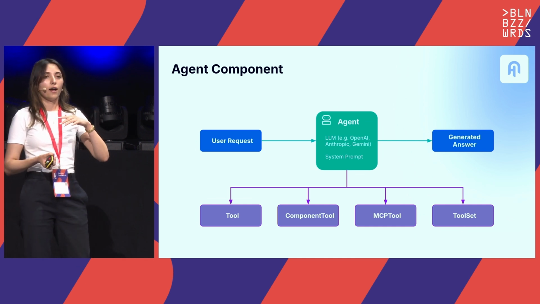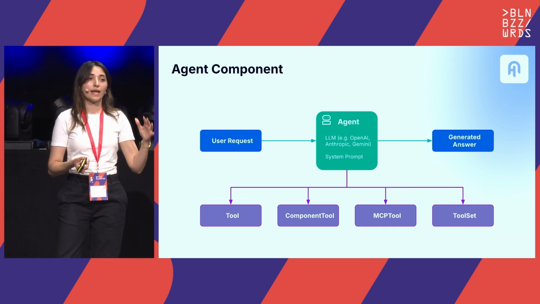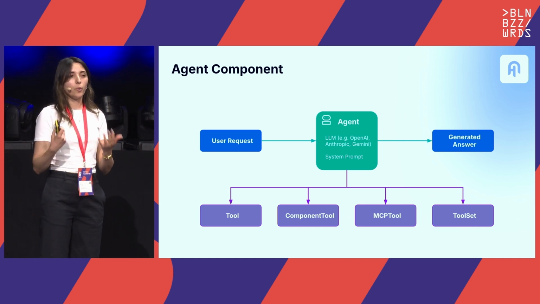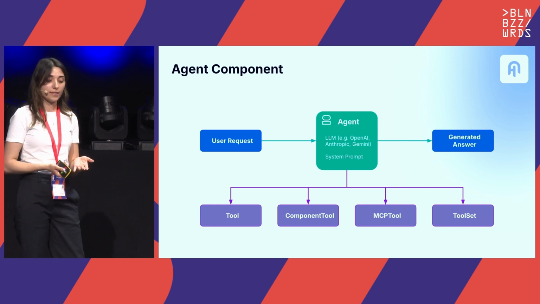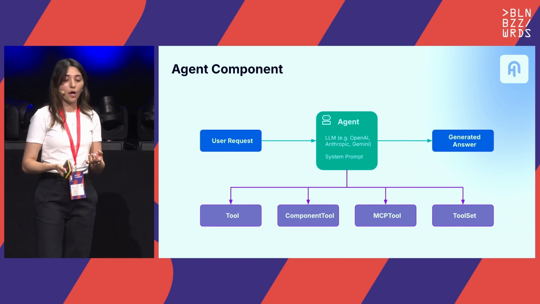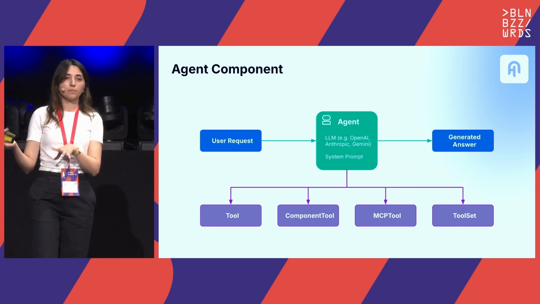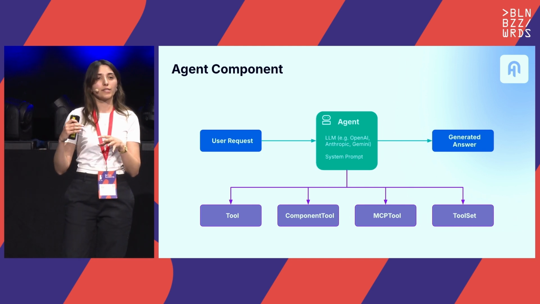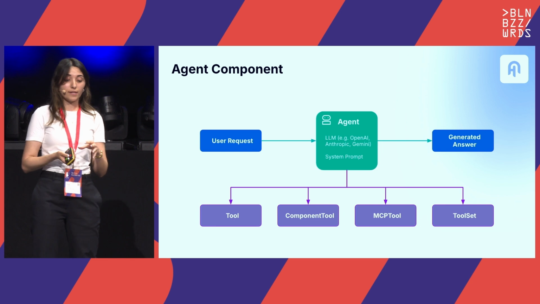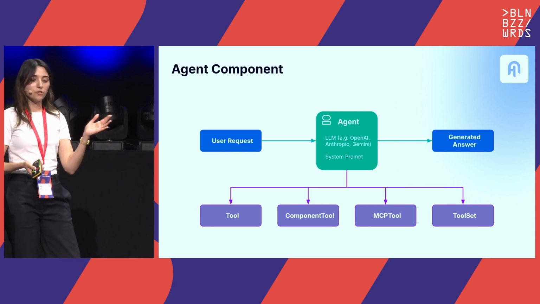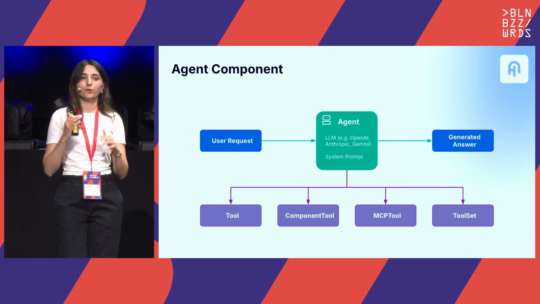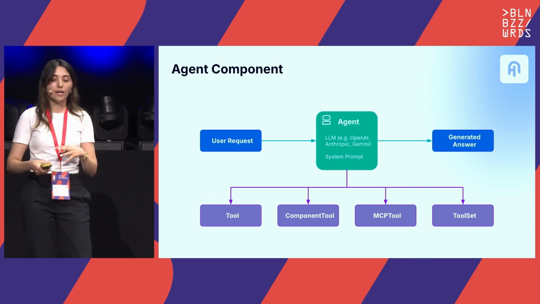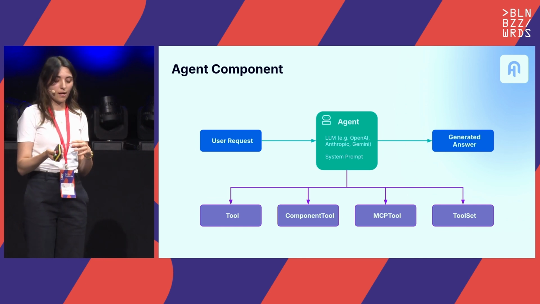So you can just define your own Python function and pass it as a tool to your agent. You can use other components in Haystack with the component tool class. Or if there is an MCP server that you want to try, you can incorporate the tools coming from those servers with MCP tool to your agent. And if you want to do some tool management, so group those tools in some way, you can also use the toolset class that we have.